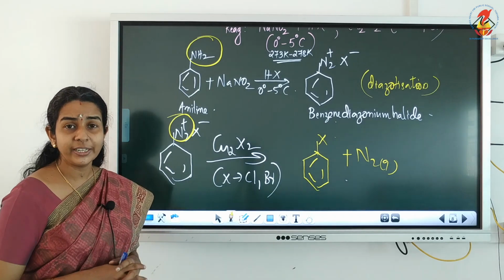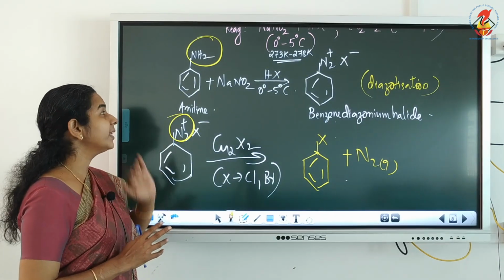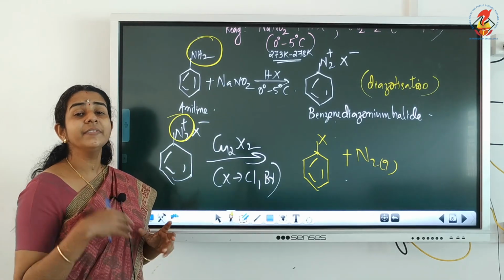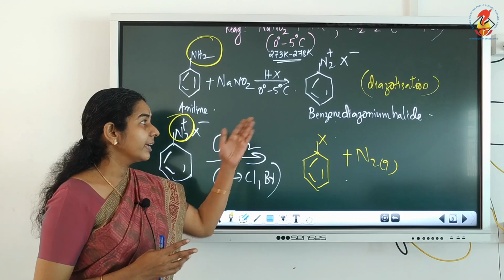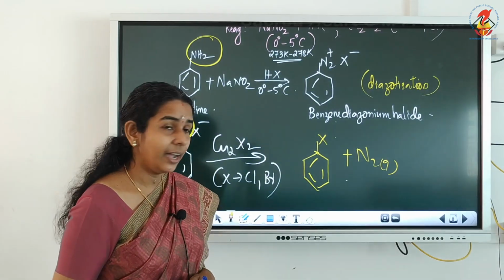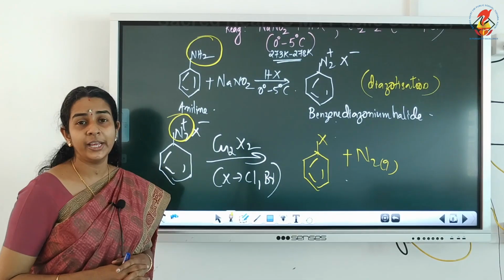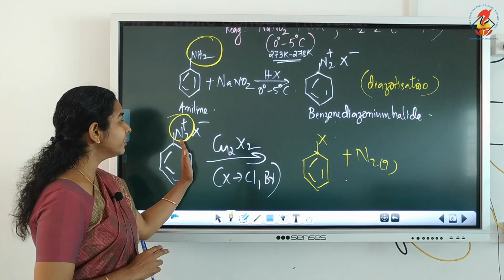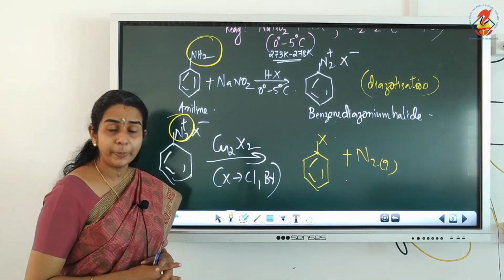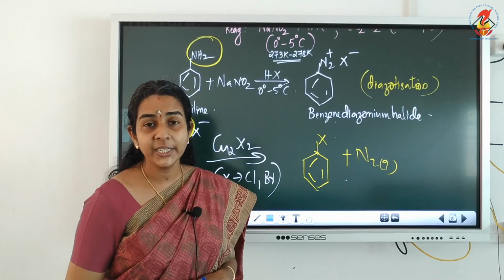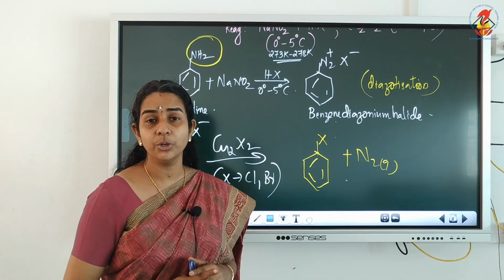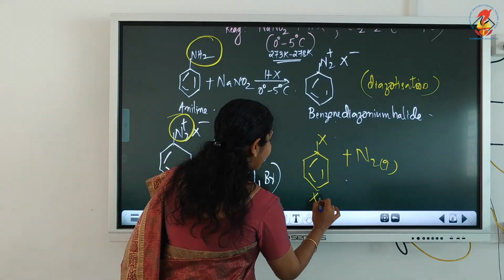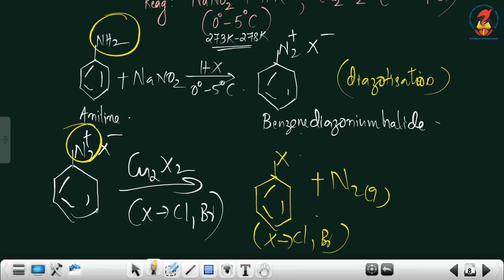So we can define Sandmeyer's reaction as follows: when an aromatic primary amine is dissolved in cold aqueous mineral acid and treated with sodium nitrite, it gives benzene diazonium halide. This first step in Sandmeyer's reaction is known as diazotization. Benzene diazonium halide on reaction with cuprous halide gives chlorobenzene or bromobenzene, and this reaction is known as Sandmeyer's reaction. Here also remember, X can be chlorine or bromine.